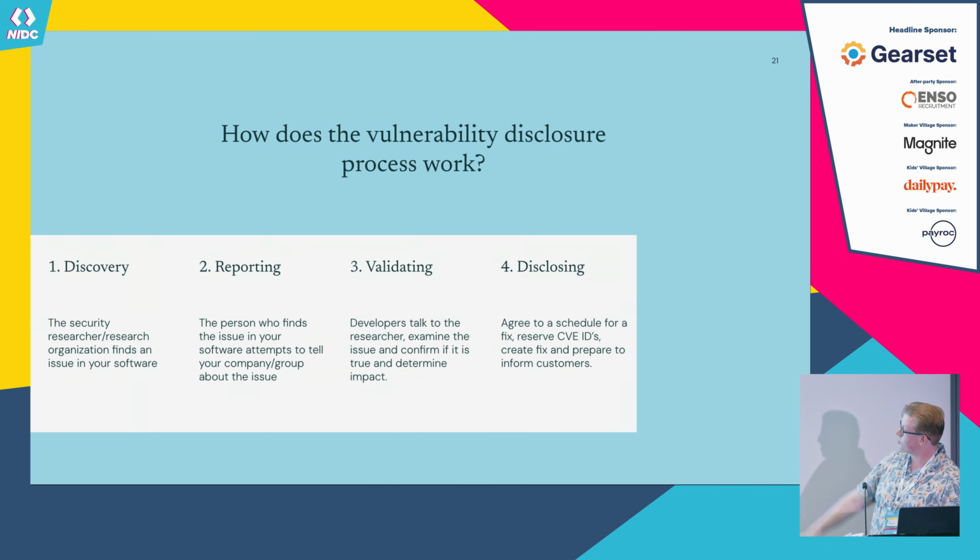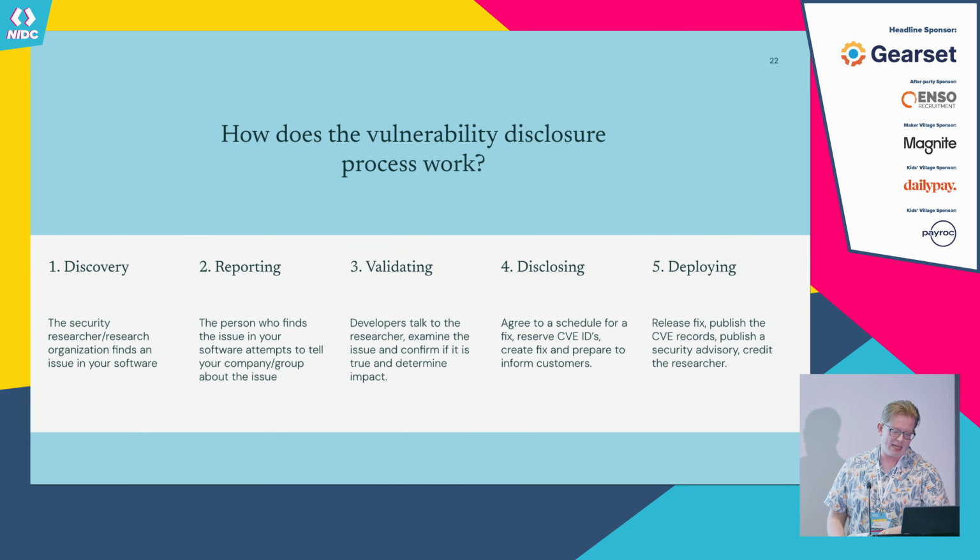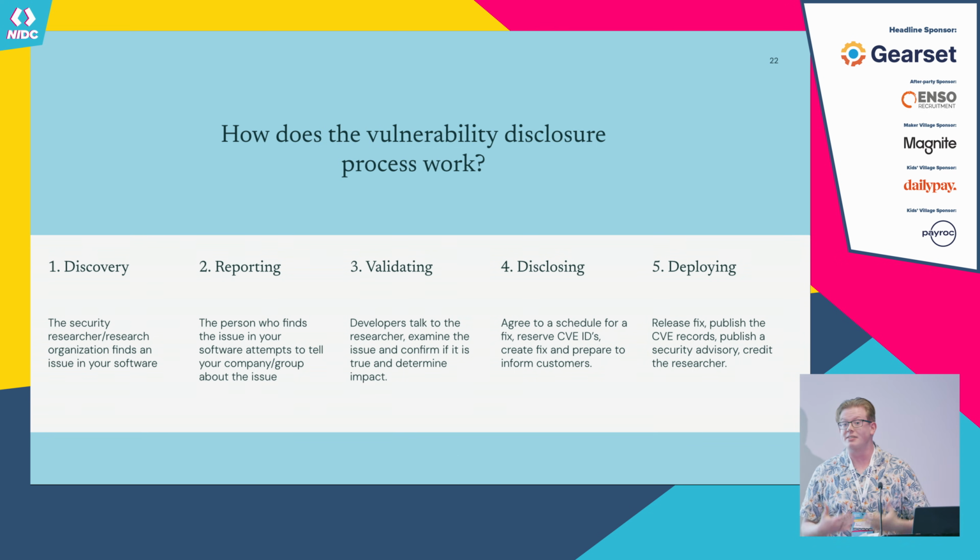We move on to disclosing this: agreeing to schedules, reserving the CVE IDs, creating a fix, preparing to inform your customers, or, if the researcher agrees to it, informing your customers privately. And then finally, deploying: releasing that fix, publishing the CVE records, publishing some kind of advisory telling people what the issue was and what they should do to resolve it, and hopefully crediting the researcher. Sounds incredibly simple, sounds incredibly easy to do. I have never been through a smooth disclosure process in my life.